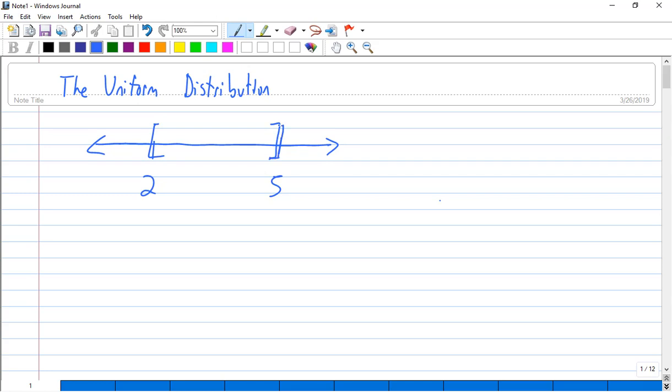If you think about it like you would graph it, maybe if you were in college algebra, it'd be any value in this interval, okay? And with uniform probability distributions, the probability is the same for every value inside of that interval.